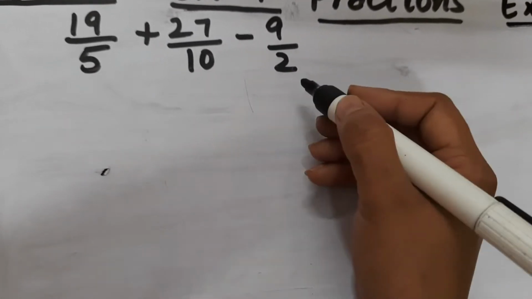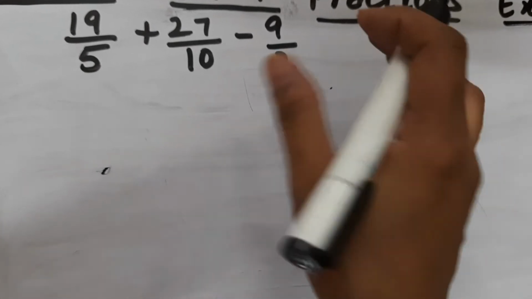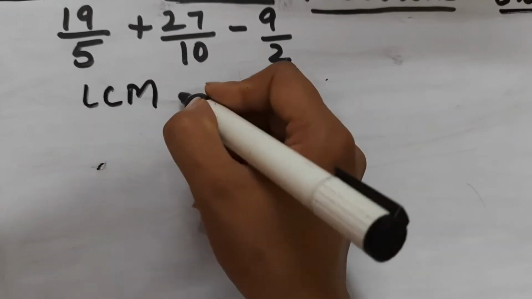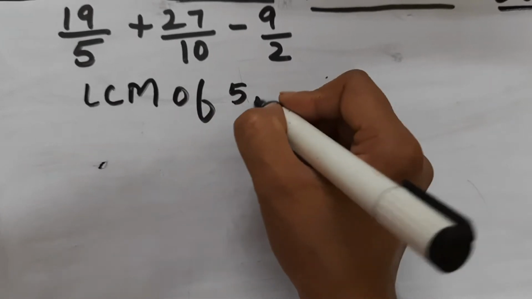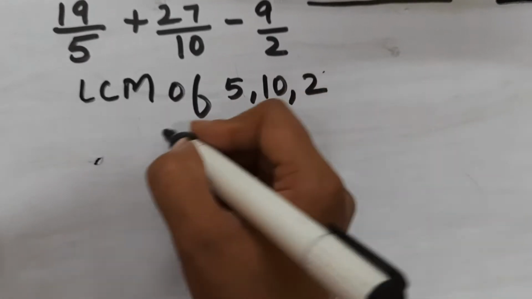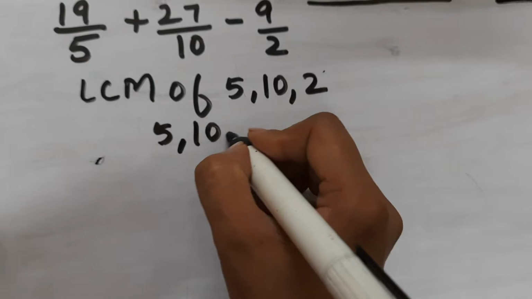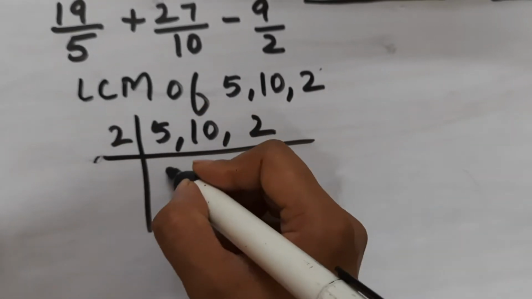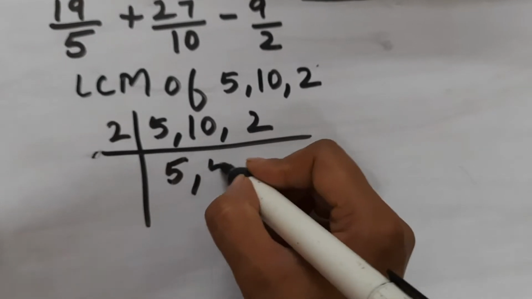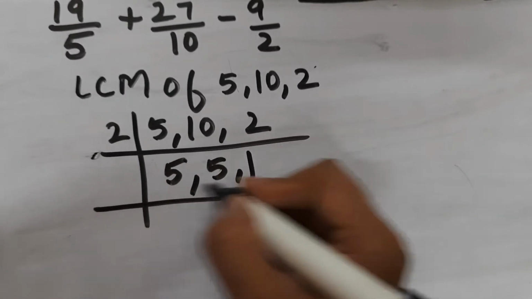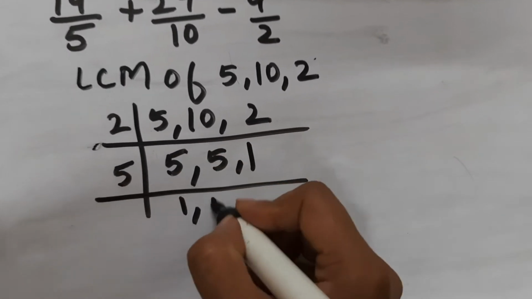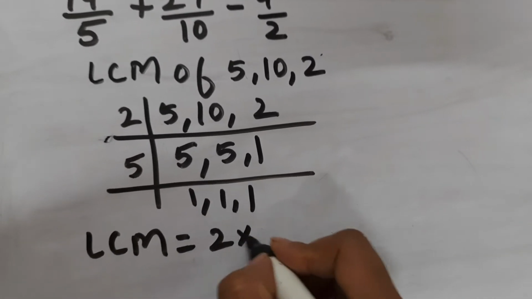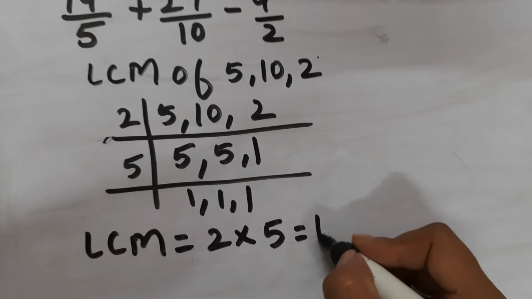The denominators are different. So first of all, we have to make the denominators same. For that, we have to take the LCM of the denominators. LCM of 5, 10 and 2. So let's start. 5 will be as it is. 2 5s are 10, 2 1s are 2 and 5 1s are 5. So LCM will be 2 multiplied by 5, which is 10.